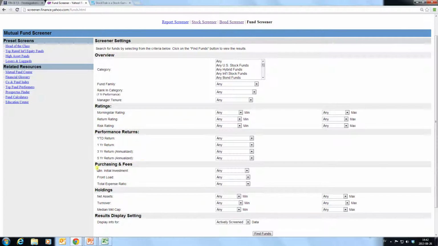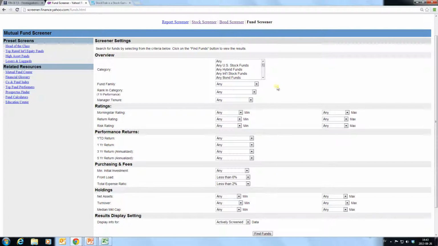But since I'm pretty much focused on the costs here, I'm going to look at this part, the purchasing and fees. And I'm going to say that I would not like a very high front-end load, but I'm not sure exactly what funds are out there, so at least I want to see this result. We display results for the actively screened data, so if I choose anything on the front-end load, then I will see what the funds are charging me for front-end load. And I will choose a total expense ratio less than 2%. Again, this is just to see the expense ratio of the fund. Unfortunately, we cannot choose the back-end load here, but we can still find that out later on.